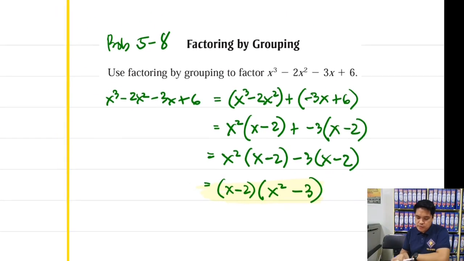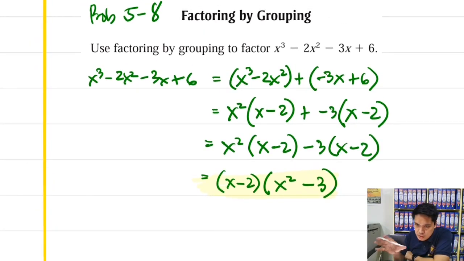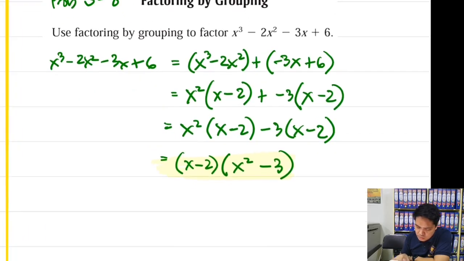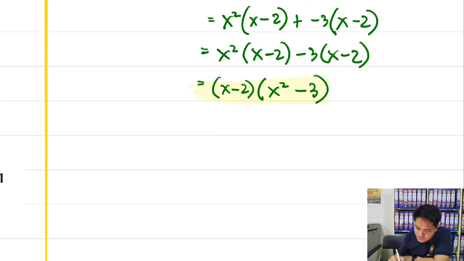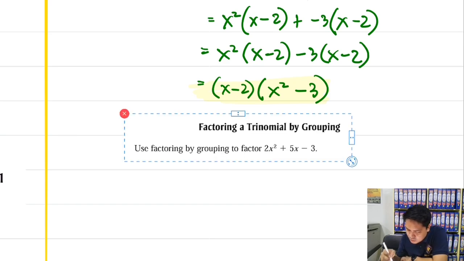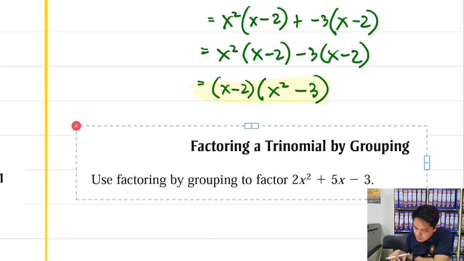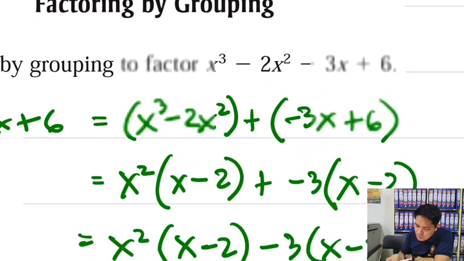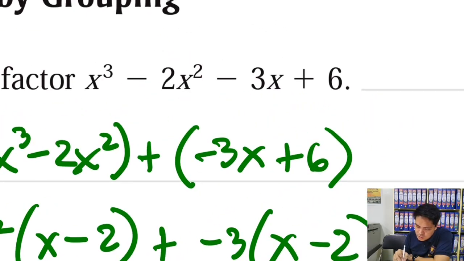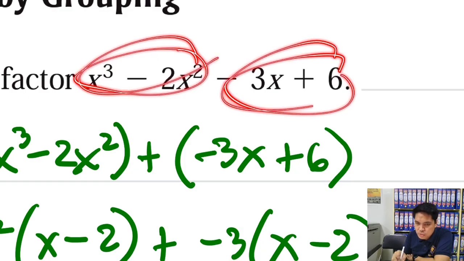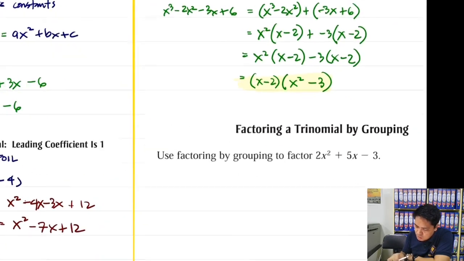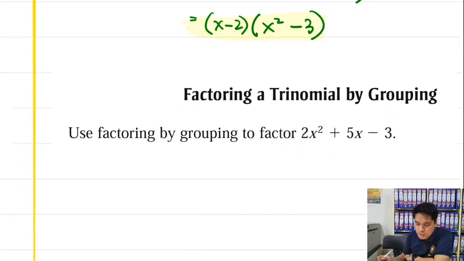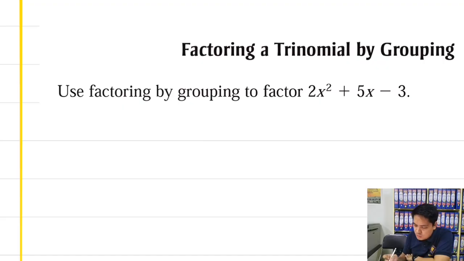Okay, so that is factoring by grouping. So you just need to group the terms into groups, syempre. So, next, eto. How about if it's a trinomial? Madali lang kasi i-group ang third degree polynomial because there are 4 terms. So, i-group mo siya. But if it's a trinomial, eto, how would you group that? Tatlo lang.